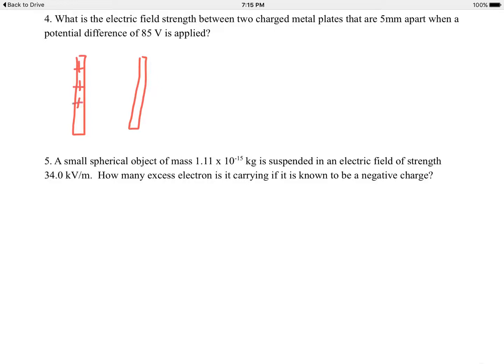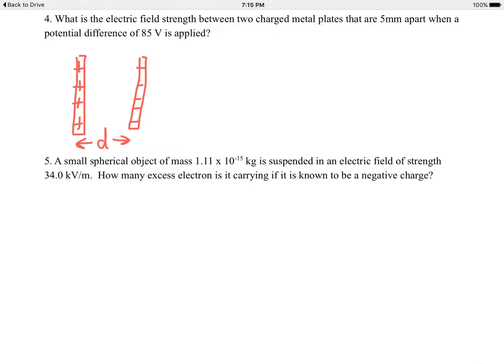So we have two parallel plates charged, and you don't have to be charged, but typically they are charged, otherwise you don't really have a problem that you can solve. The field would be 0. But they tell you in this case that these things are 5 millimeters apart. That's the distance. That's d. It's how far they're apart. They're real close together, and they have a potential difference of 85 volts.